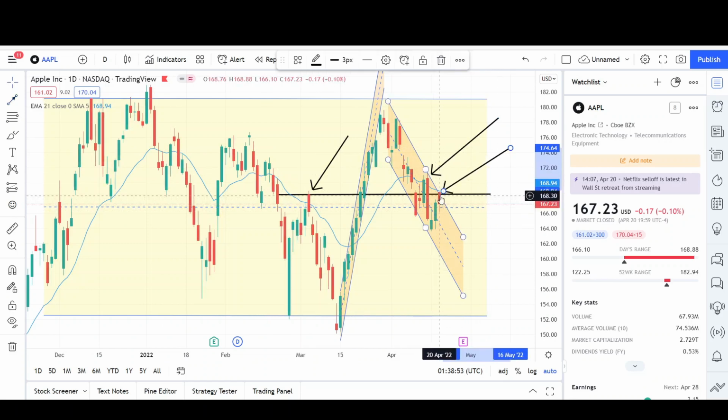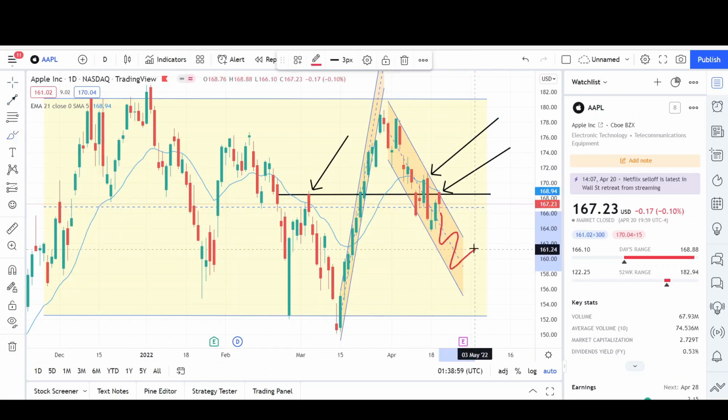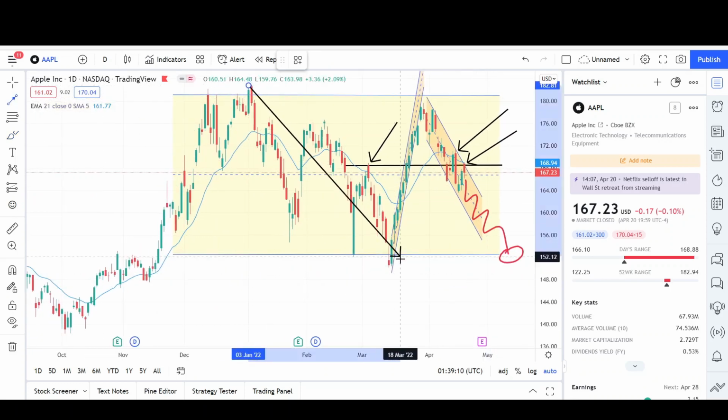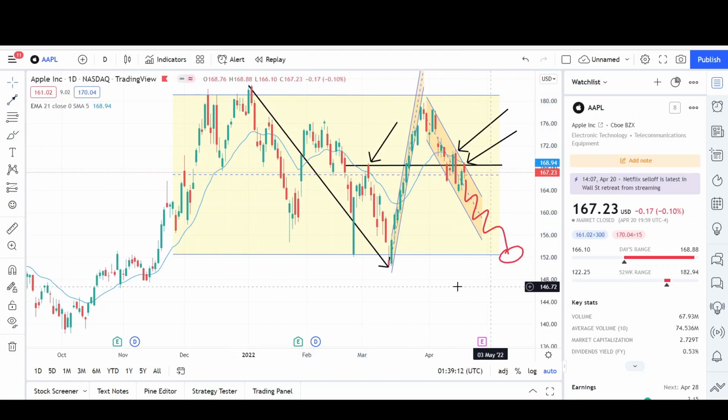So we got a red bar today, which is rejection. We could see some further selling, maybe something like this, all the way back down to the lows of the range. So that's my bet for Apple. I could be wrong, but I have a short bias for this stock based on the price action.